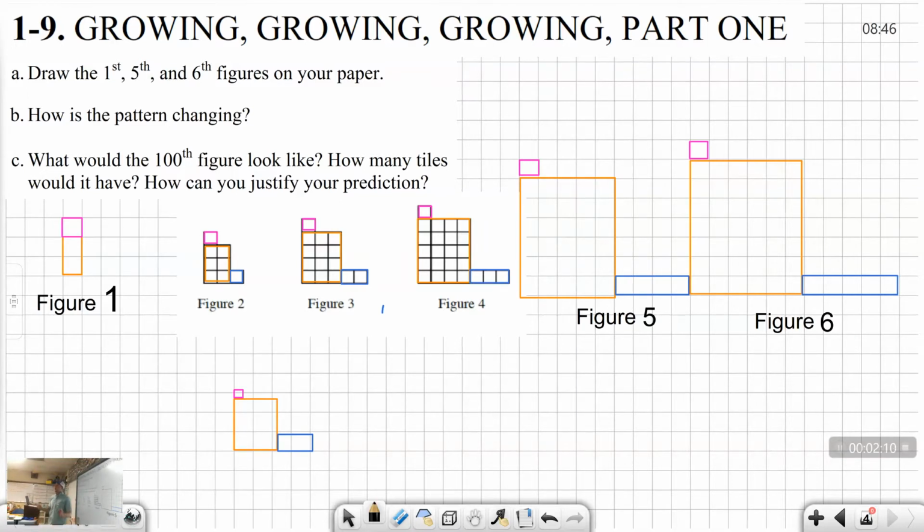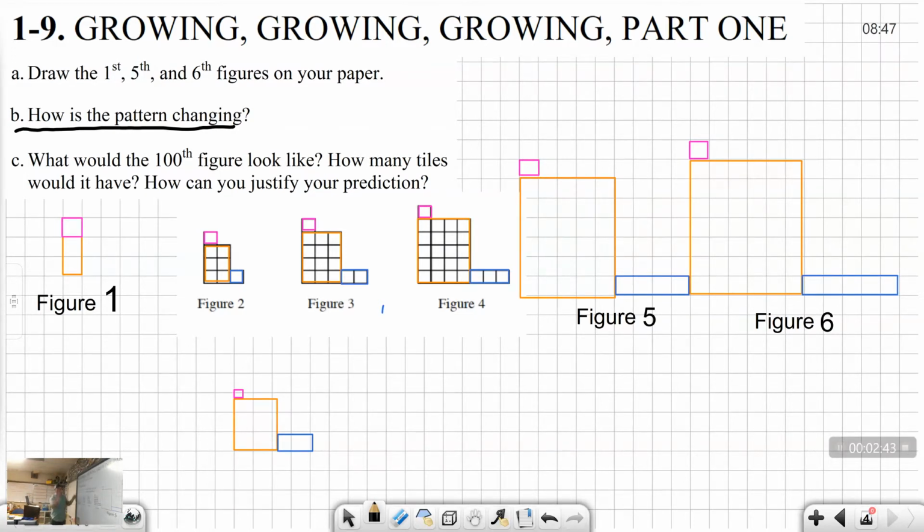Now, let's go ahead and break down how I describe the pattern. Notice this is me answering B. How is the pattern changing? This is how I saw it. You do not have to think like me, because I am not trying to create Mr. McCoy's. I am trying to create independent mathematical thinkers. If you thought differently, good for you. I hope you can explain to me how.